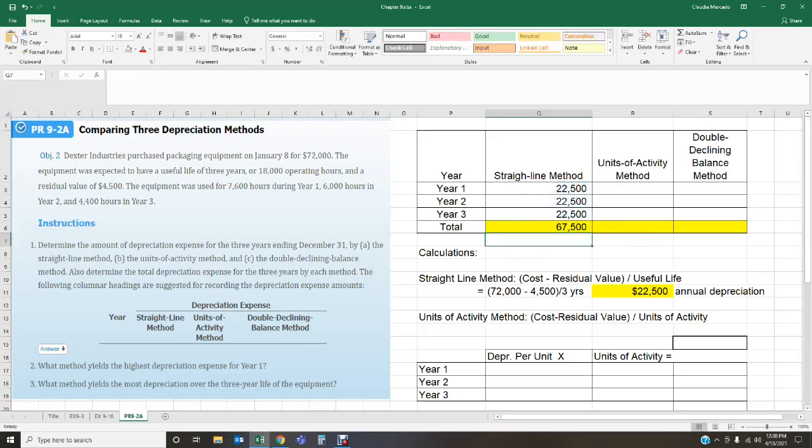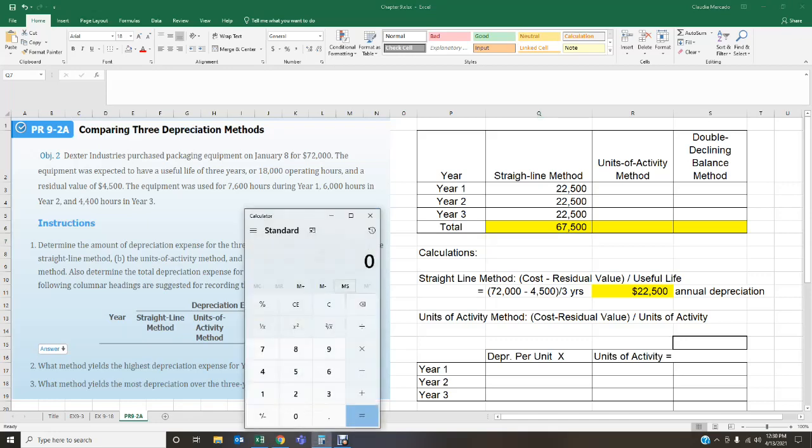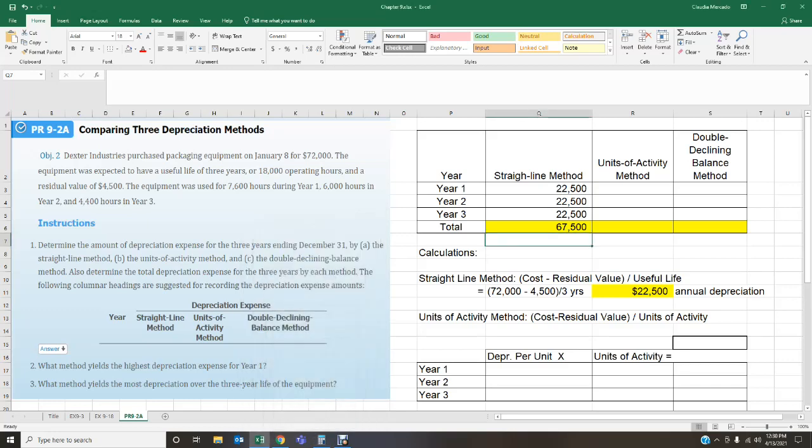Now that total represents your depreciable cost, which is the cost of your asset minus your residual value, okay? So the cost of your asset is 72,000 minus your residual value of 4,500. So 67,500 is your depreciable cost. This is how much you're going to depreciate your asset for, okay? So that is the straight line method, okay?